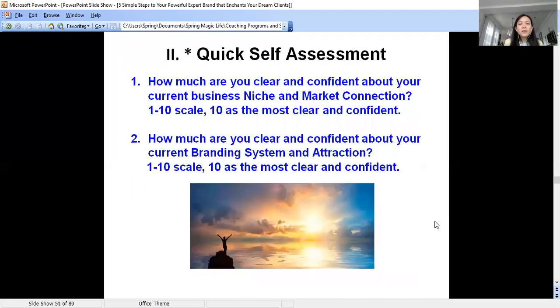Here you can have a quick self-assessment. First one is, how clear and confident are you about your current business niche and market connection? From 1 to 10, 10 as the most clear and confident. I want you to be honest with yourself, to give yourself a score, how you would rate your current business niche and market connection.